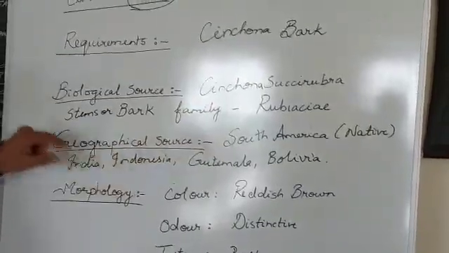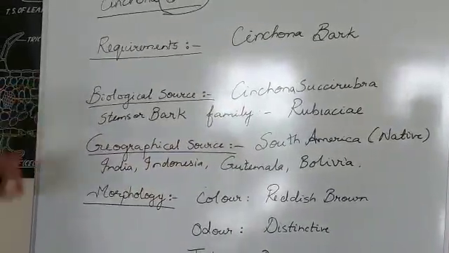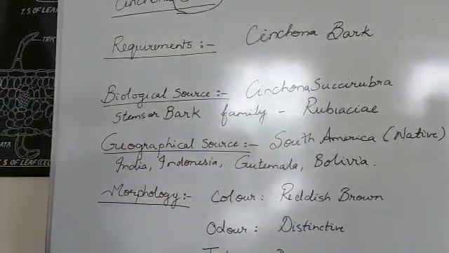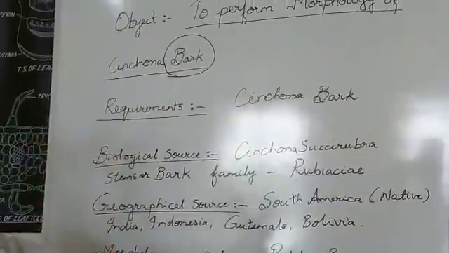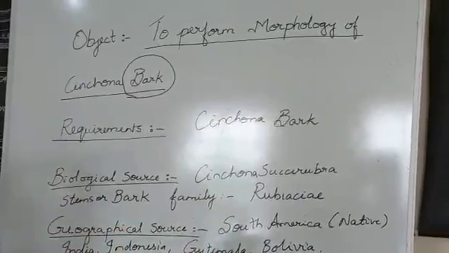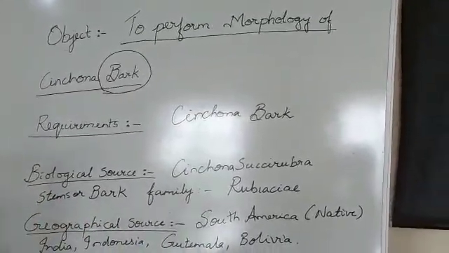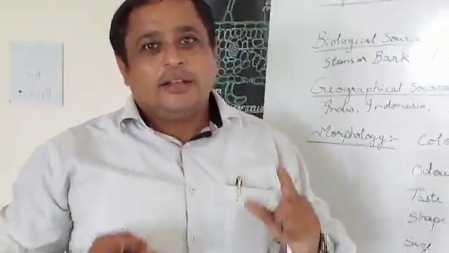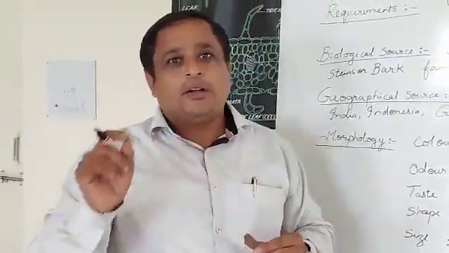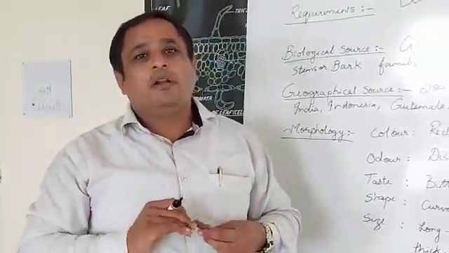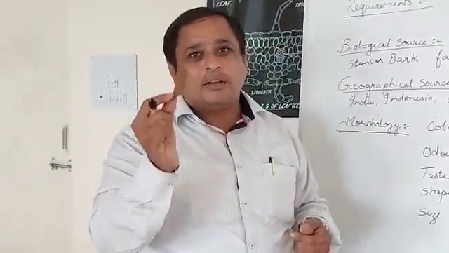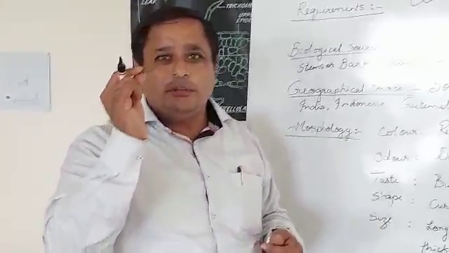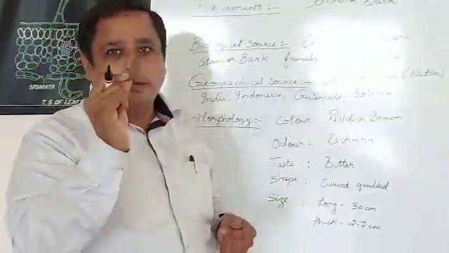Okay. Now, before going to this part of the drug, I want to explain one more concept: drugs are of two types, mainly organized or unorganized. What is the meaning of organized drug? An organized drug belongs to some part of the plant and we know which part of the plant that is. For example, this is cinchona bark. So which part does it belong to? It belongs to the bark of the plant.